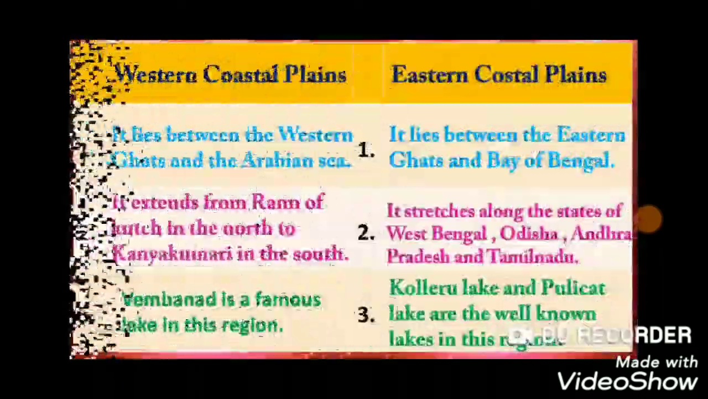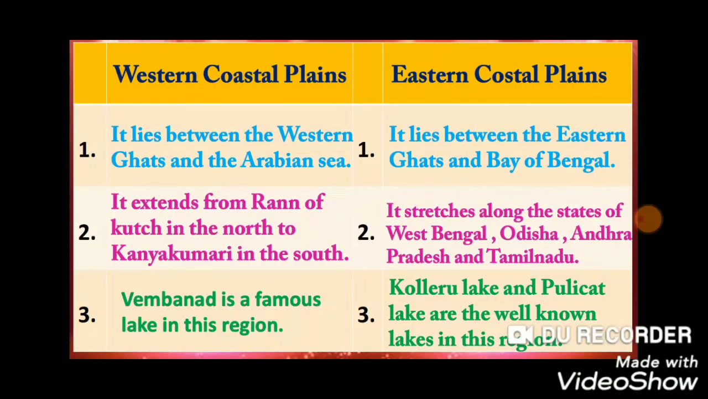Now we can see this once again. It lies between the Western Ghats and the Arabian Sea. It lies between the Eastern Ghats and Bay of Bengal. It extends from Rann of Kutch in the north to Kanyakumari in the south. It stretches along the states of West Bengal, Odisha, Andhra Pradesh and Tamil Nadu. Vembanad is a famous lake in this region. Kolleru Lake and Pulikat Lake are the well-known lakes in this region.